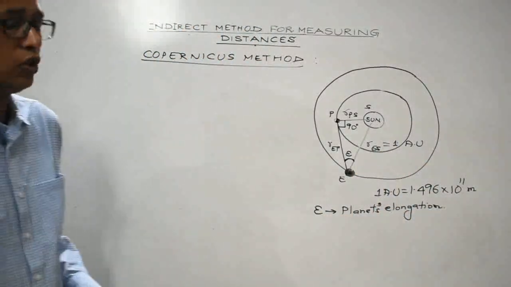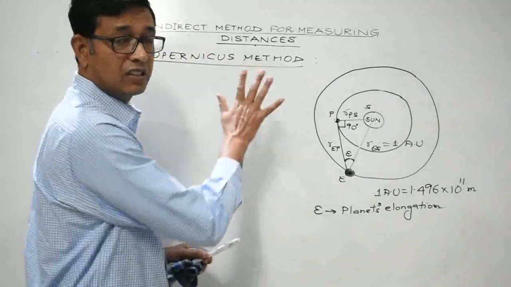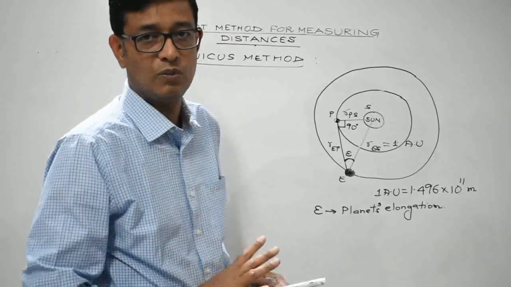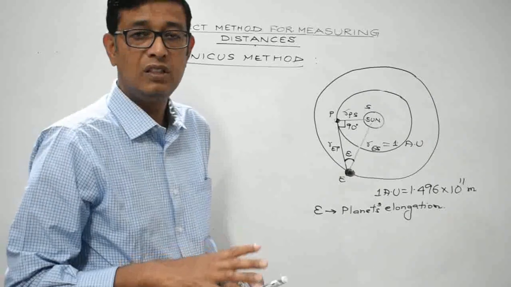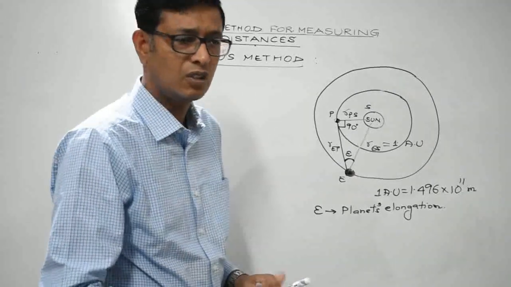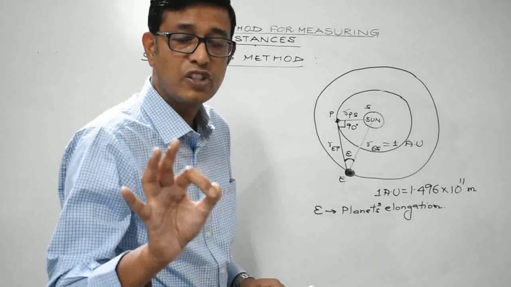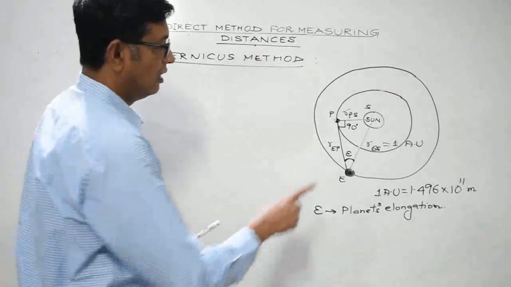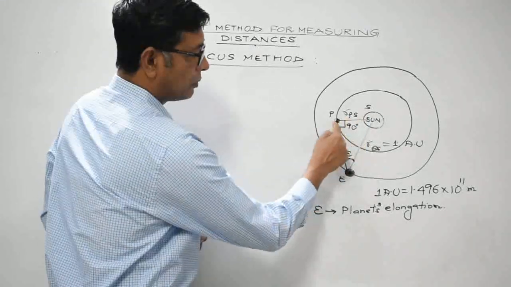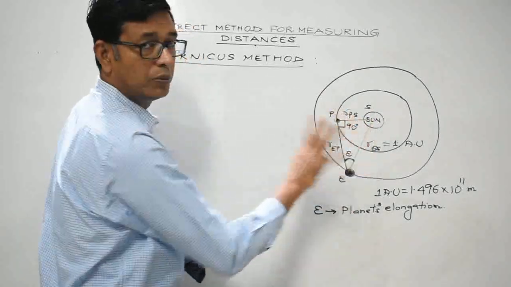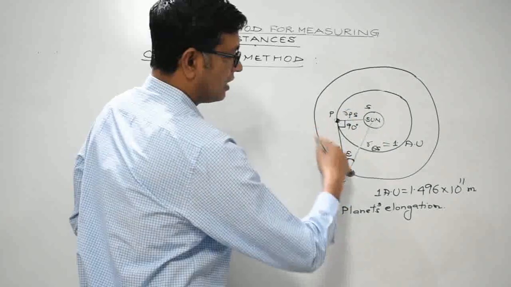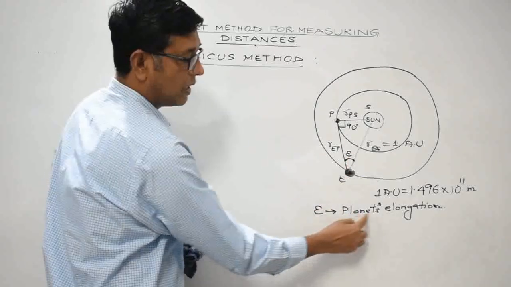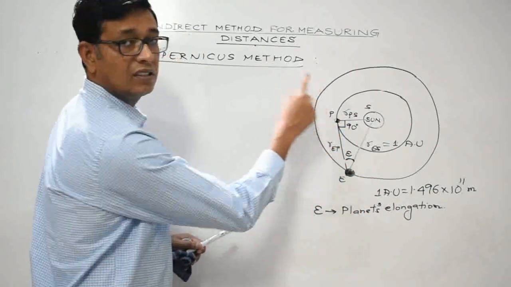Right? So again I am repeating. This method is based only on the assumption that the planets revolve around the Sun in circular orbit. Right? And this method is applicable only to determine the distance of the planet from the Earth or from the Sun, of those planets which are inferior planets, having orbital path less than that of the orbital path of Earth. Right? This is the planet, this is the Earth. The distance of the planet from the Sun and the distance of the Earth from the Sun would be constant. Right? But as the planet and the Earth revolve, the angle E will change. This angle E, which is known as planet's elongation, will be maximum when this angle is 90 degrees.